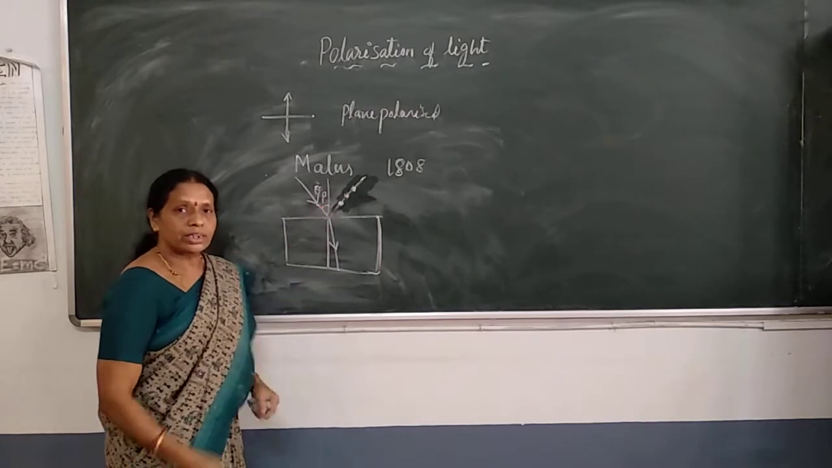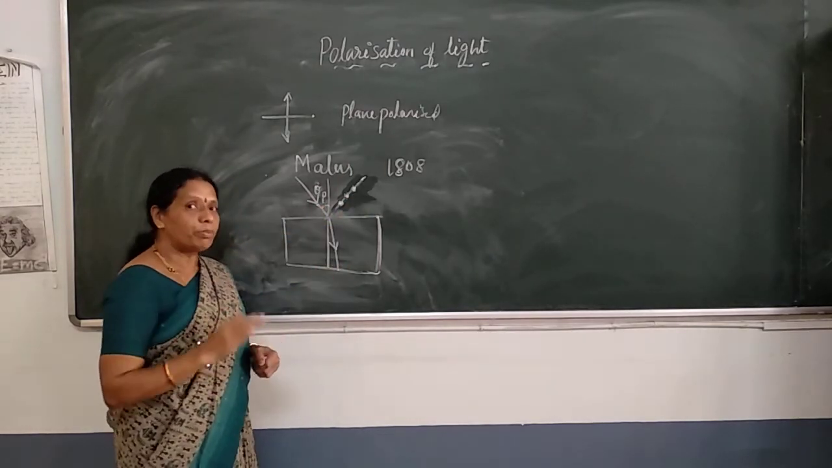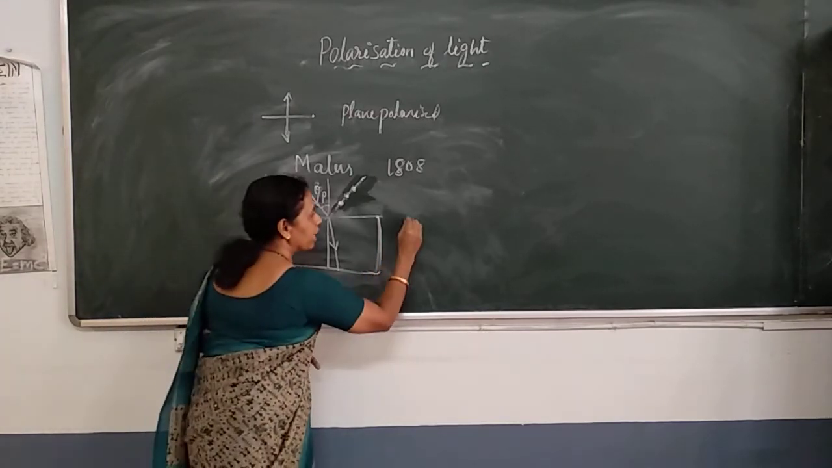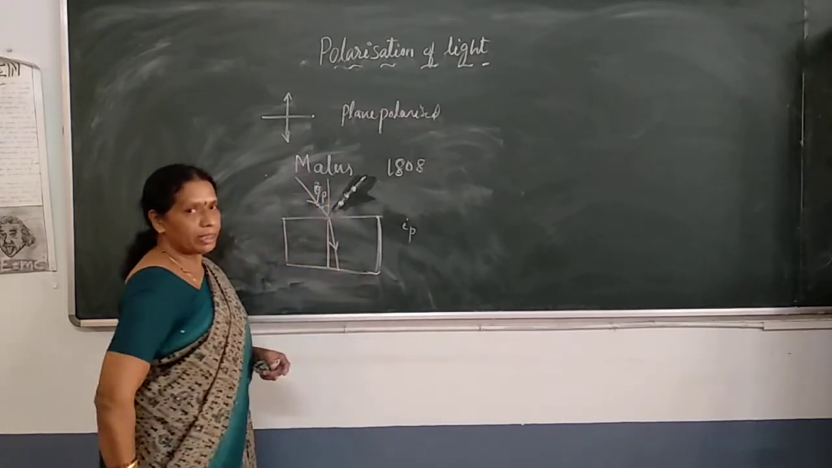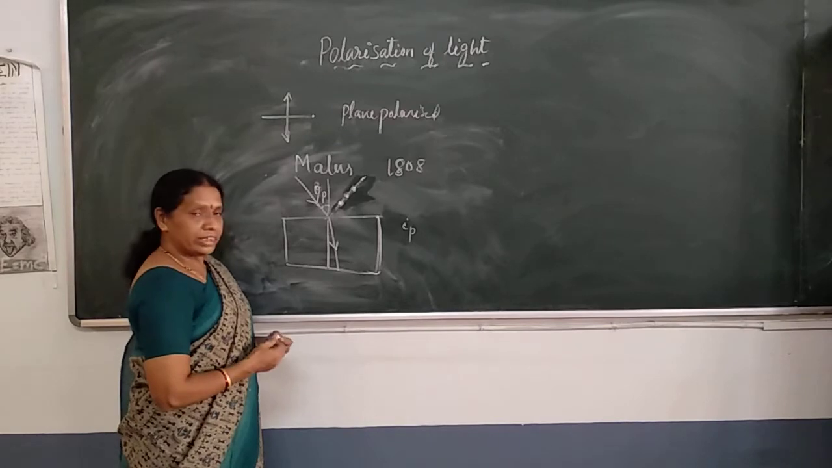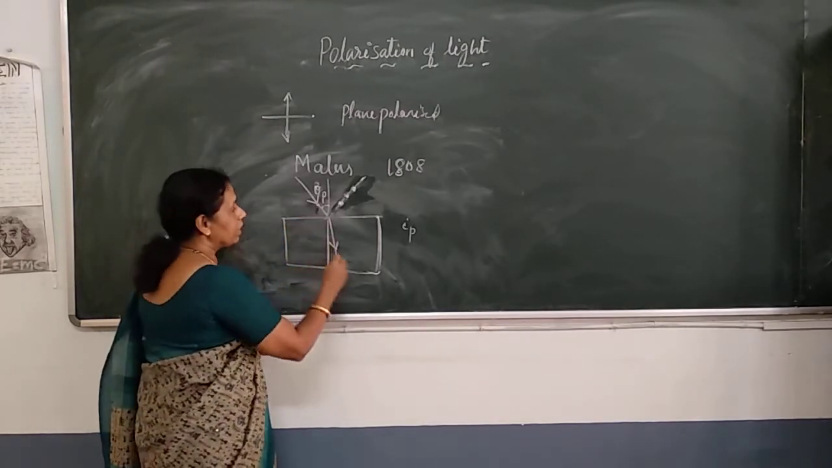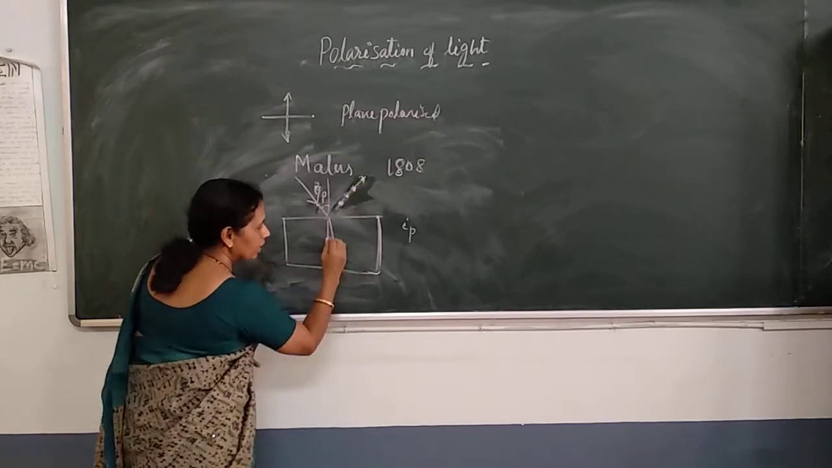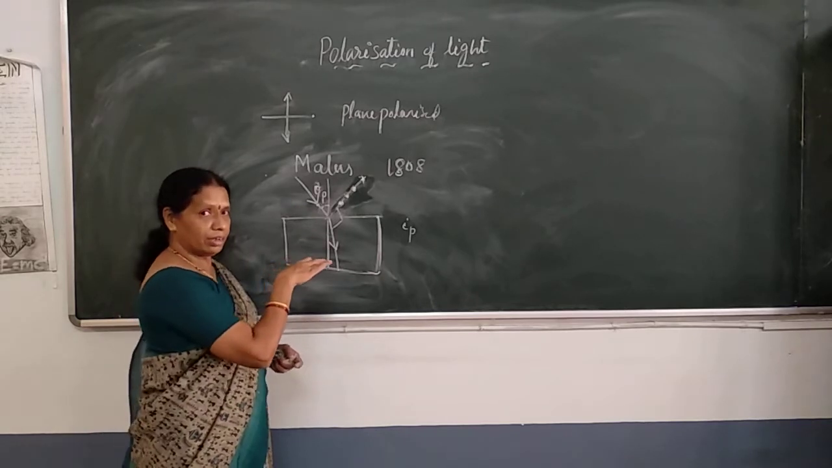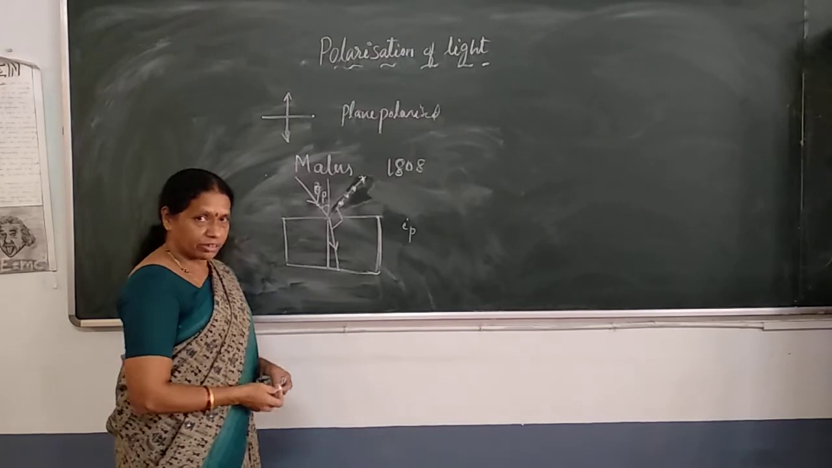Polarizing angle is nothing but the angle of incidence at which the reflected ray is completely plane polarized. Sometimes it is denoted as ip also, either theta p or ip. And a scientist called Brewster observed that at this polarizing angle, the reflected ray and the refracted ray are at right angles to each other.